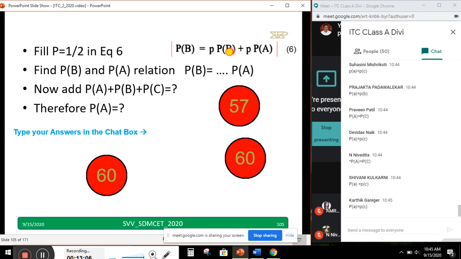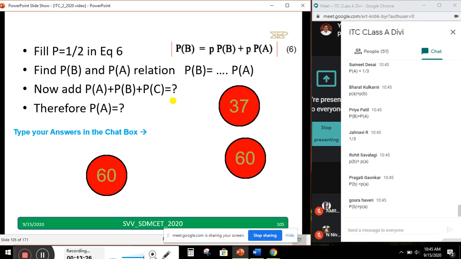Fill P equal to half in equation number 6. You will get the relation between P of B and P of A. Now add all these three. Therefore, P of A equal to what you will get. Okay, 1 by 3. P of A equal to 1 by 3, very good.